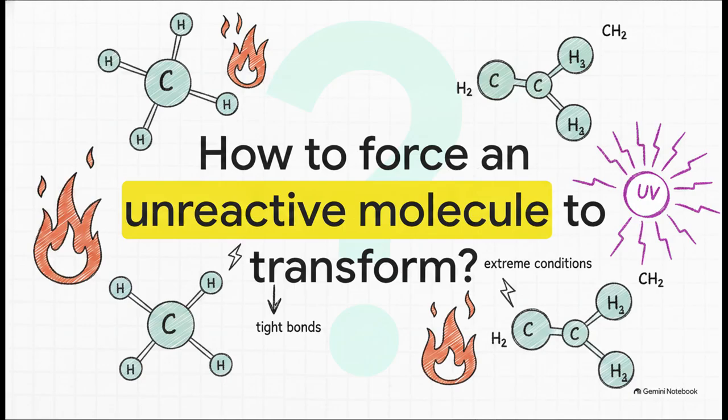Now, to understand why this story even starts, we kind of have to look at the setting. Alkanes, think methane or ethane, are notoriously unreactive. I mean, they're perfectly happy just as they are. All their electron octets are completely satisfied, their bonds are nice and tight. So how do you force an unreactive molecule to actually transform? Well, you definitely can't just ask nicely. Getting them to change their structure requires extreme conditions, like intense blasting heat or the pure energy of ultraviolet light.